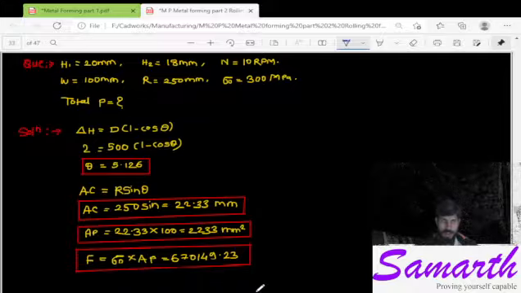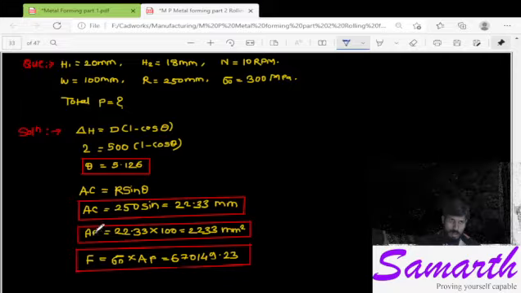and the stress given is equal to 300 megapascal. We want to find the power. Use this formula for delta H here to get the value of theta, because we want the AC value. You know that AC is equal to R sin theta. Instead of AC is equal to under root R delta H, you should use this formula for exact or accurate results. So from here we will get the AC value. It is 22.33 mm.